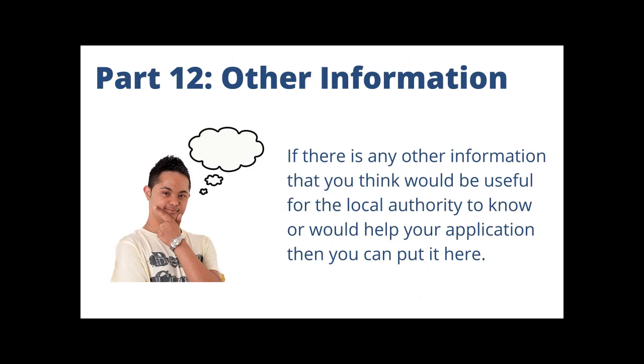And the final part. If you think that there's any other information that would be useful for the local authority to know, or that would help your application, then you can put it here in Part 12, Other Information. This gives you an opportunity to add a personal element to your application if you want to. You can include why you feel getting social housing supports is important for you, some points about why your current living situation can be improved by getting these supports, or any other points about your own experience.